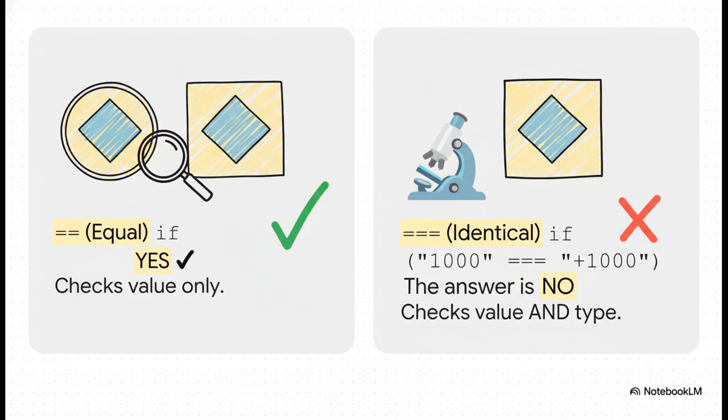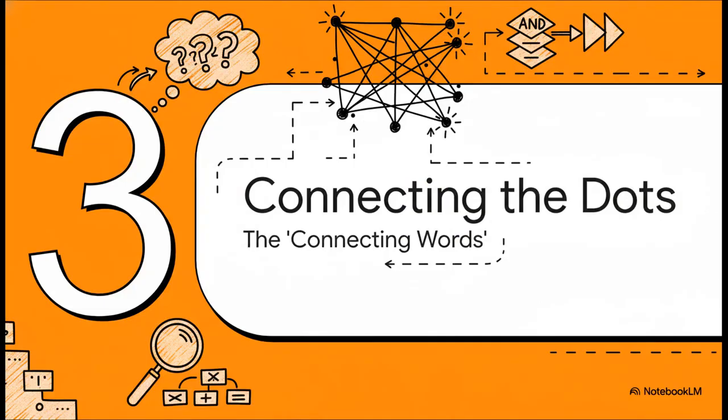And that kind of precision is what keeps your code from doing unexpected things. So we can do things and we can ask simple questions. But what if we need to ask more complex questions? Like a question that depends on the answer to another question. That's where our final group of operators comes in.